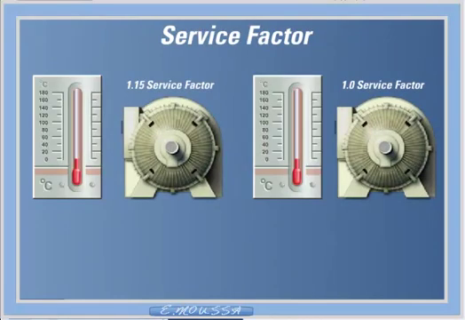Service factor. For a given insulation, a motor with a 1.15 service factor has a lower temperature rise than a motor with a service factor of 1.0. This allows the motor to operate close to the service factor without exceeding rated temperature limits of the insulation.